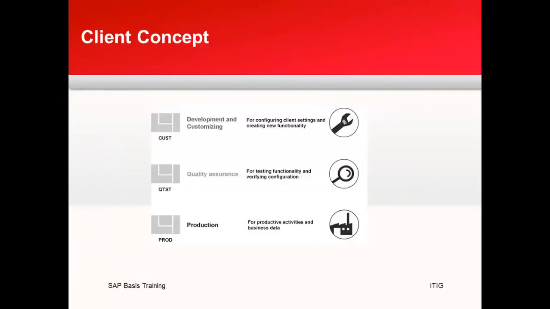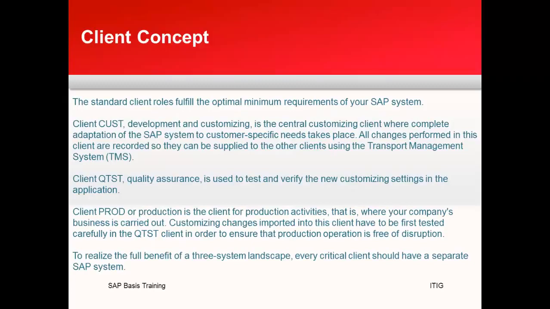In this slide you can see there is a development and customizing client, a quality assurance client, and a production client. The standard client roles fulfill the optimal minimum requirements of your system. The customizing client, where the development takes place, is the central customizing client where complete adaptation of the SAP system to customer-specific needs takes place.